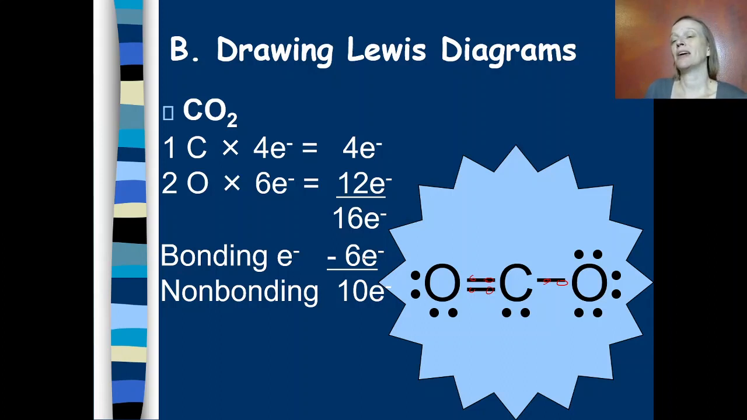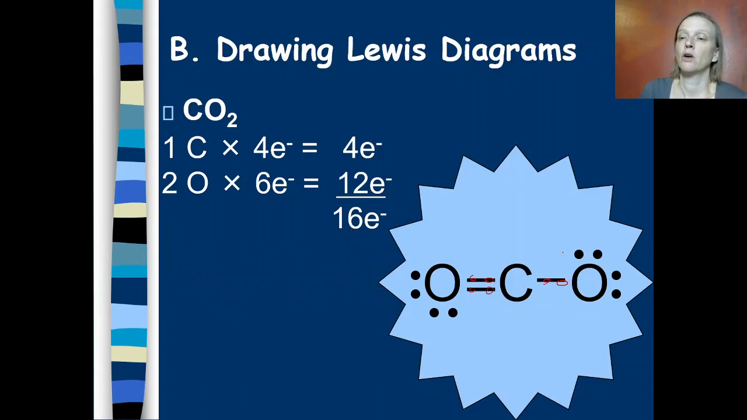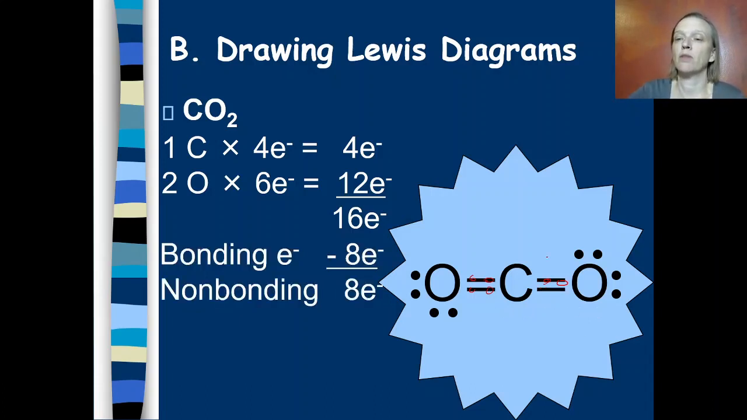So I need to make another double bond. So I'm taking these electrons away and replacing it with another double bond over here. So now I have 8 bonding electrons. So I have 8 non-bonding electrons to place. And that's 1, 2, 3, 4, 5, 6, 7, 8. So now this picture shows 16 electrons total.